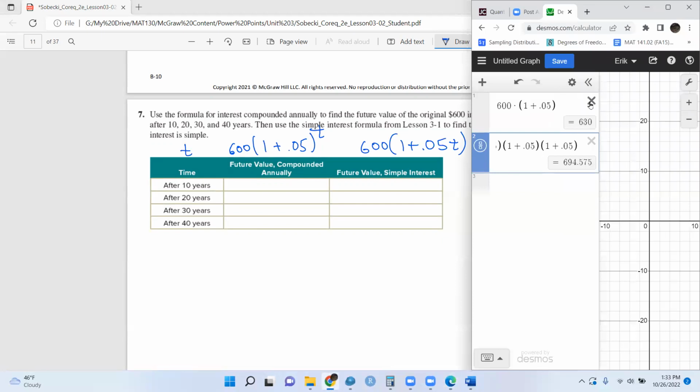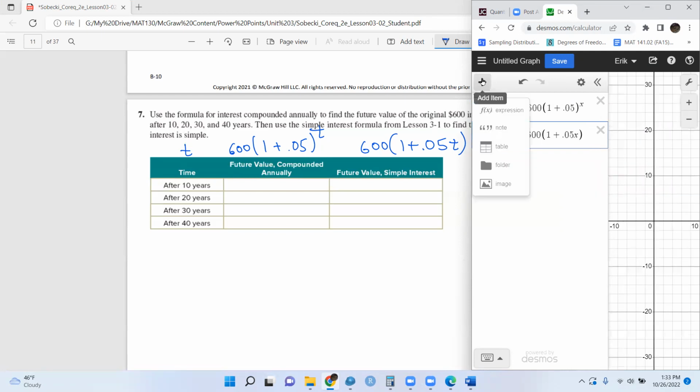So in Desmos, I'm going to create two functions. f of x is the exponential one. So that's 600 times 1 plus 0.05 raised to the x power. And then g of x will be the simple interest one. And that's going to be 600 times 1 plus 0.05 times x. And then what I'm going to do is create a table.